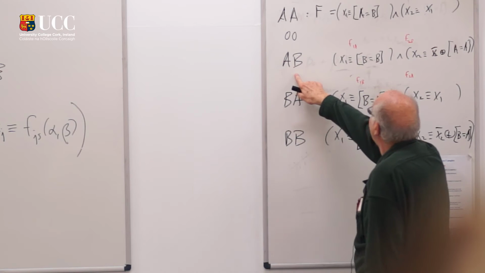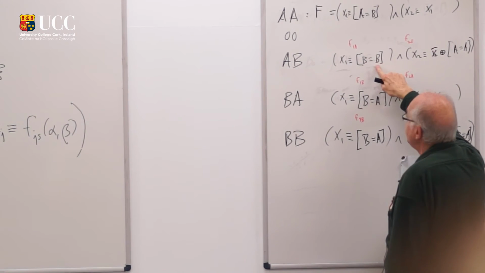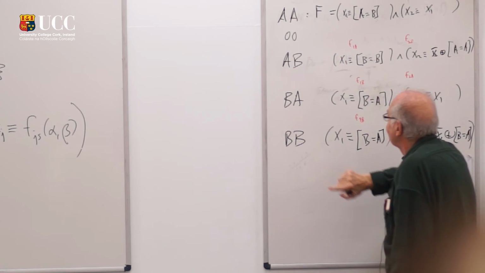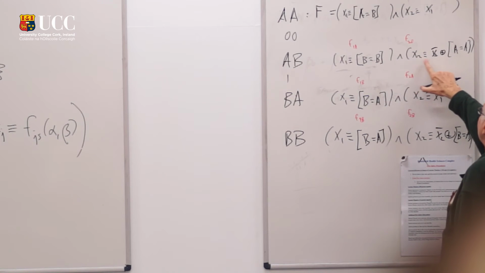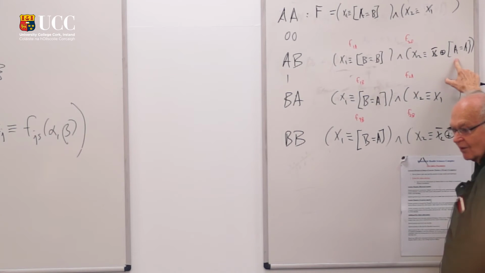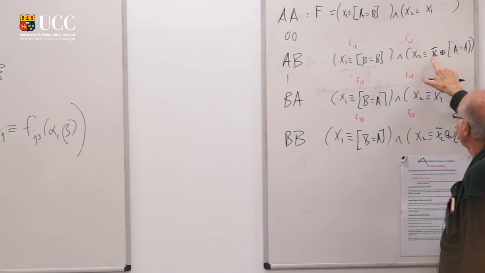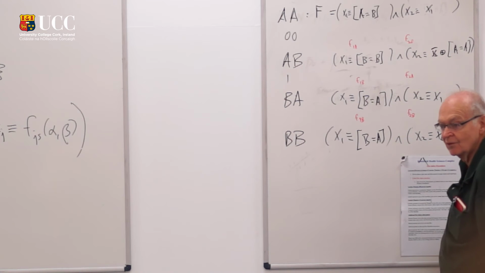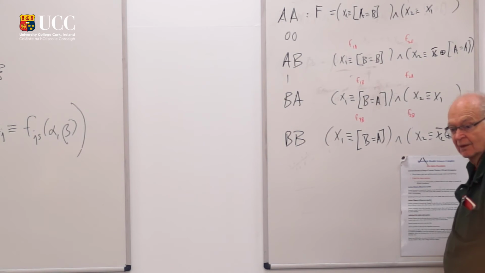AB. The answer said, the first one, B equals B. That's good. So we got a 1 there. And the second one says, exclusive OR of X2 bar and A equals A. This is always true. And if you exclusive OR with X2 bar, you get X2 again. So this one turns out to work in both cases.